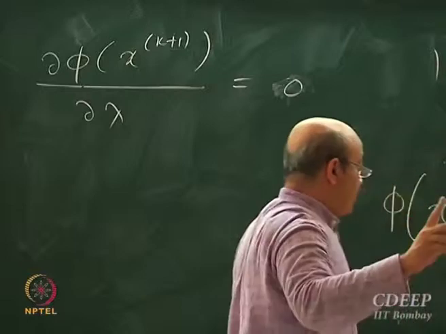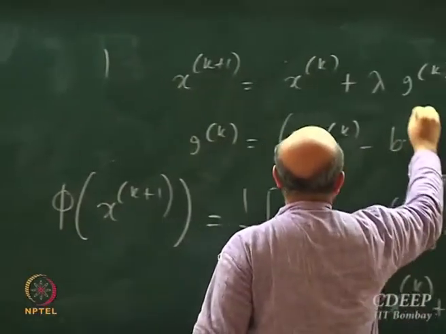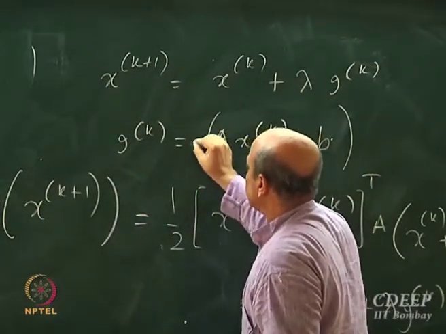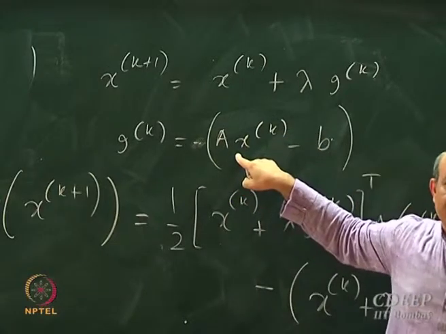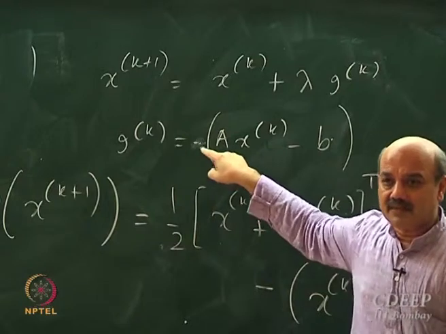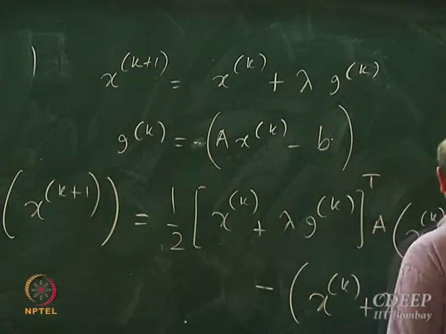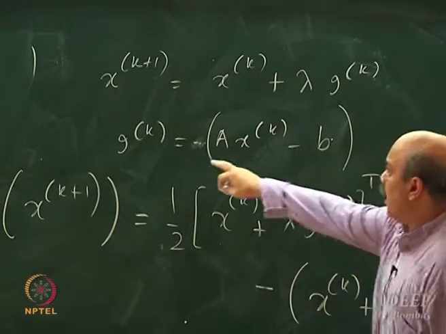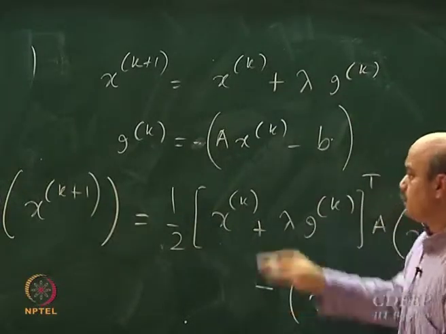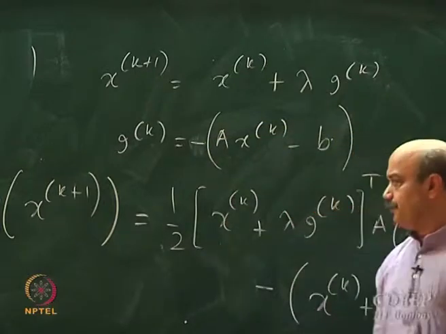Well, there is one small problem here. I want to move in the negative of the gradient direction, so make one correction. The gradient direction is this, and my gk, the direction in which I want to move, is the negative of the gradient direction. So put a minus here.